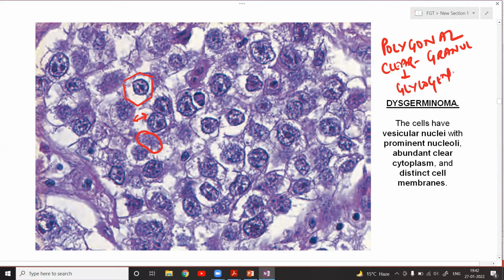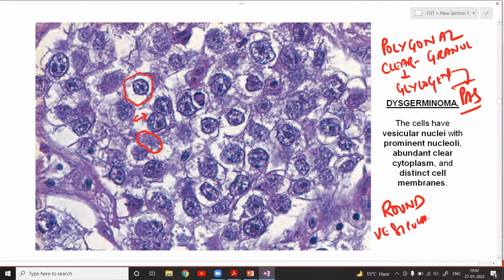And how do we prove that the glycogen is present? If you stain with PAS, they are going to show positivity for glycogen. So these cells are polygonal and contain abundant clear to eosinophilic granular cytoplasm. And very importantly, the nucleus. The nucleus is not much pleomorphic. The nucleus is characteristically round, but vesicular.